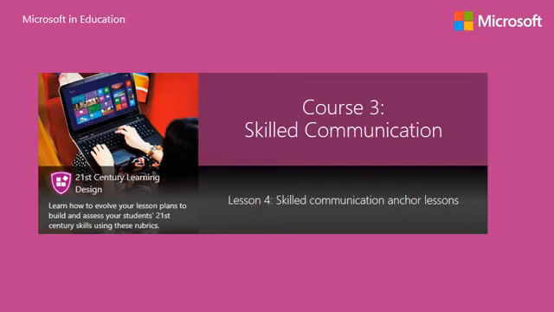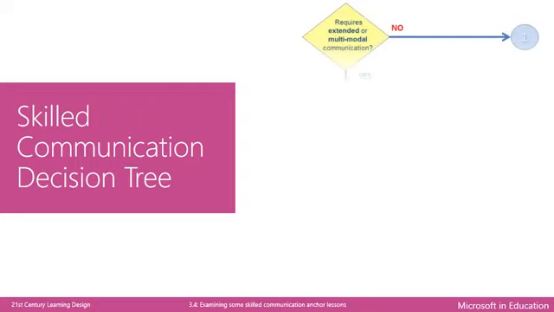In this lesson, we are going to be examining some classroom examples to decide the type and quality of skilled communication that is evident in the learning activity. Before we begin, let's recap by looking at the decision tree for skilled communication.